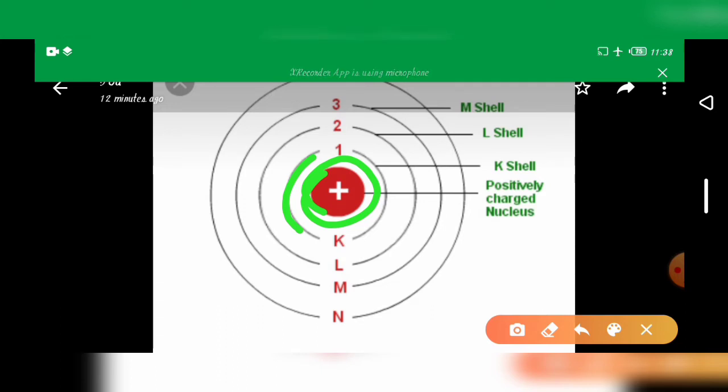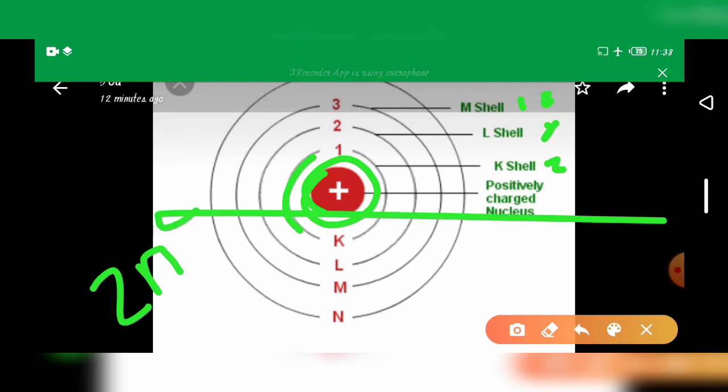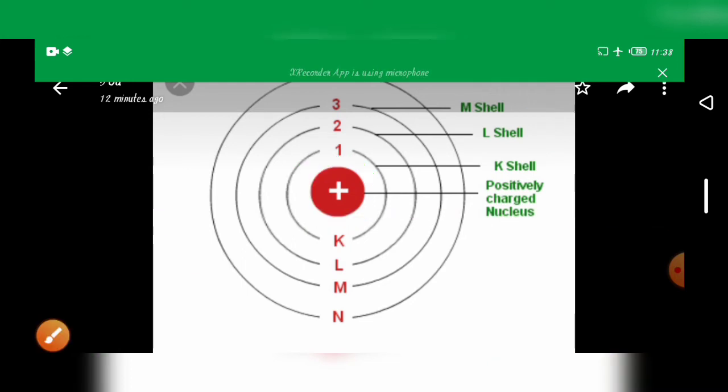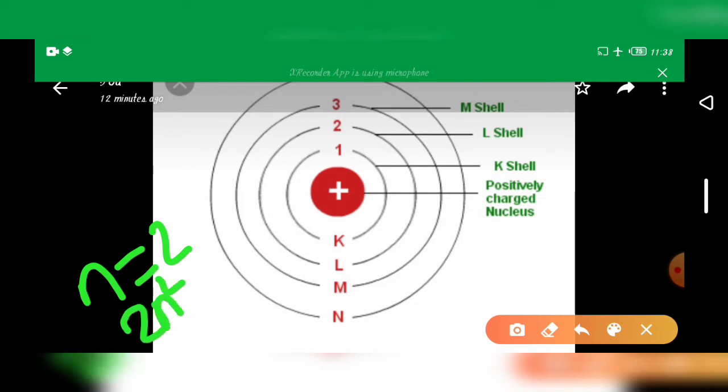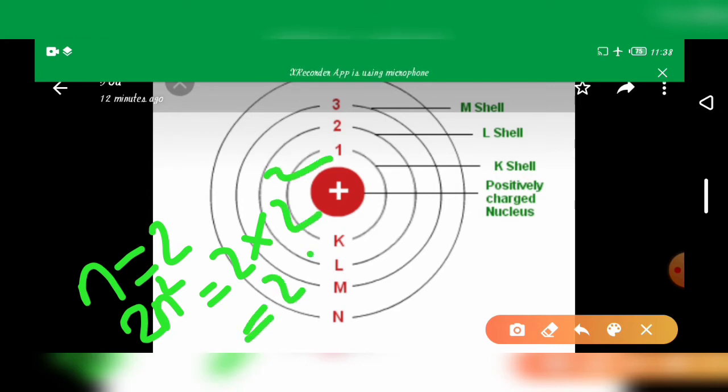In each of these cells, the K cell contains 2 electrons, the L cell contains 8 electrons, and the M cell contains 18 electrons. You see, it is calculated with the 2n squared formula. You put n is equal to 2, which means 2 into 2 squared, equal to 2 into 4, equal to 8. So the L cell contains 8 electrons.